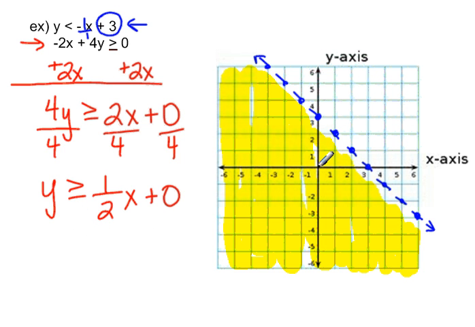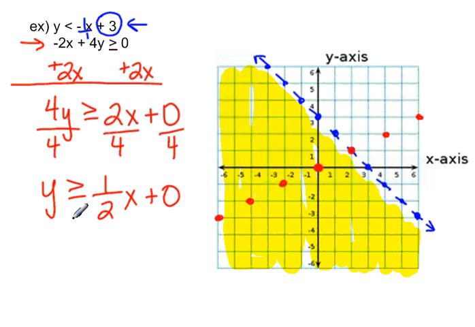The y-intercept is 0. My slope is 1/2, so I'm going to go up 1 over 2. Up 1, to the right 2. Up 1, to the right 2. And continue. Going to go backwards to extend my line on this side. Down 1 to the left 2. Down 1 to the left 2. So this is the direction of our red inequality.